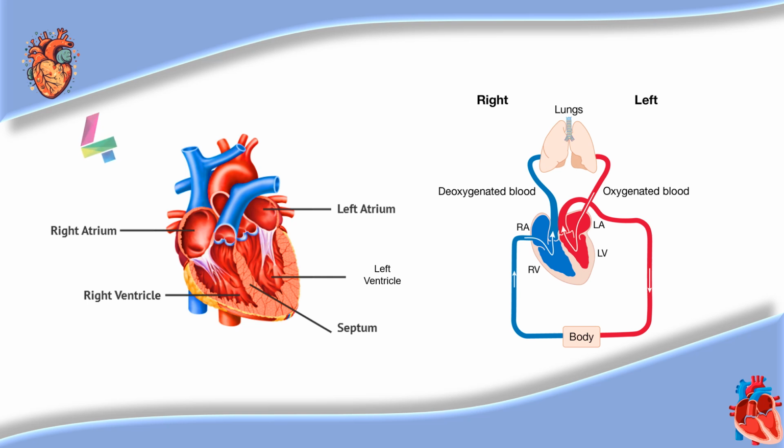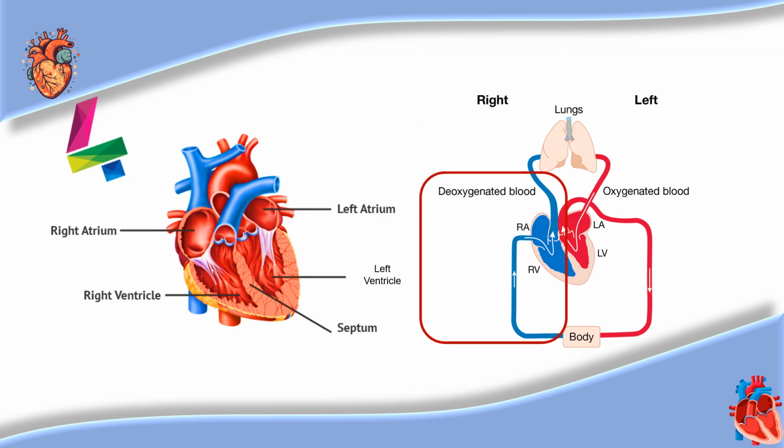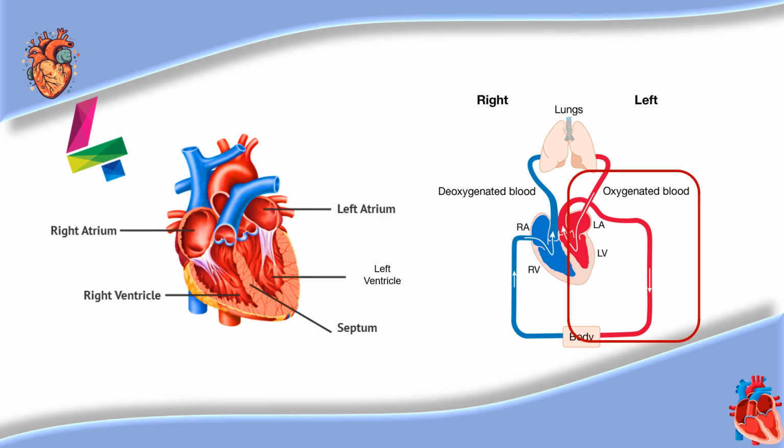There are 4 chambers of the heart, 2 upper thin-walled atria, and 2 lower thick-walled ventricles. Human heart functions as a double pump, and is responsible for pulmonary and systemic circulation. There's a complete separation of deoxygenated blood and oxygenated blood in the heart.